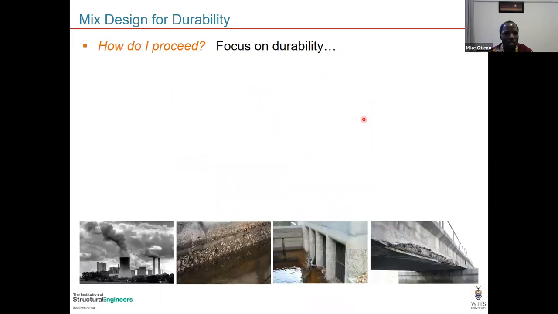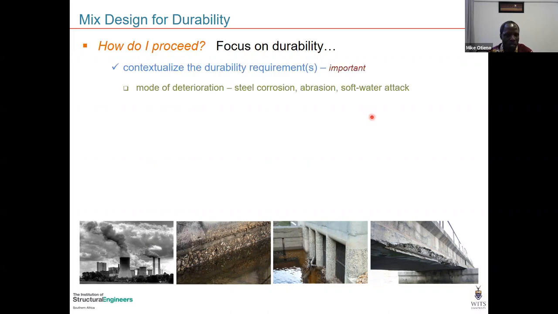So the next question is, how do I proceed? Basically focusing on durability. I'm not going to go into detail in terms of the mix design process, but I'll give some important points to really think about. The first thing is to contextualize the durability requirement. This is very important.